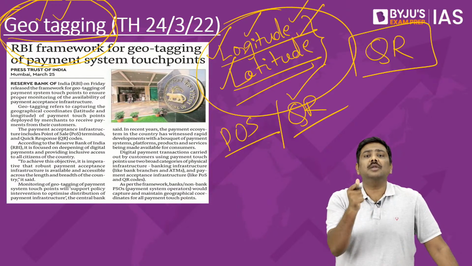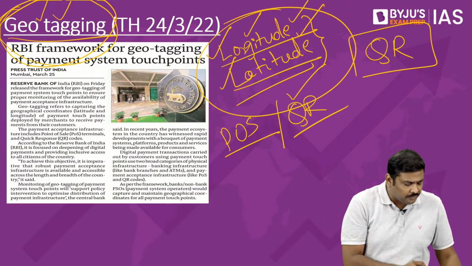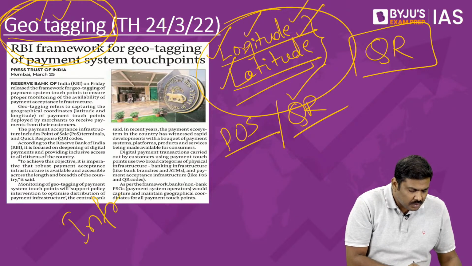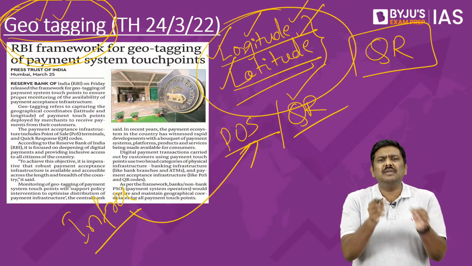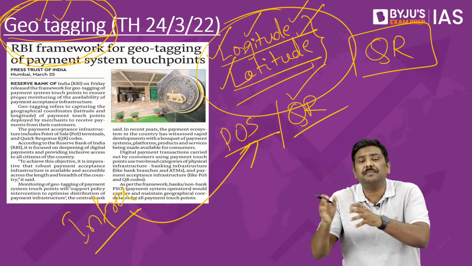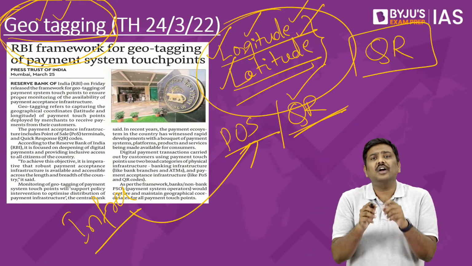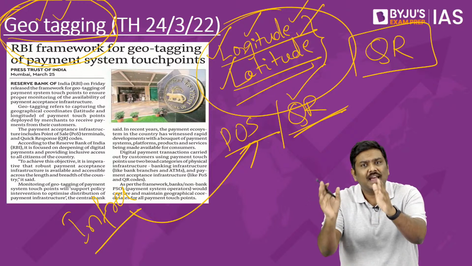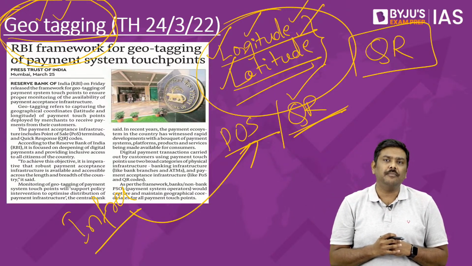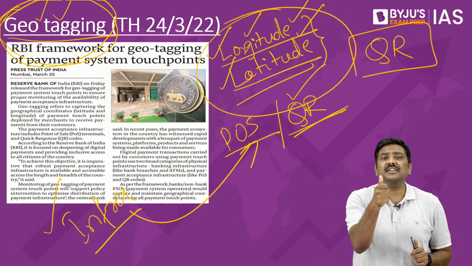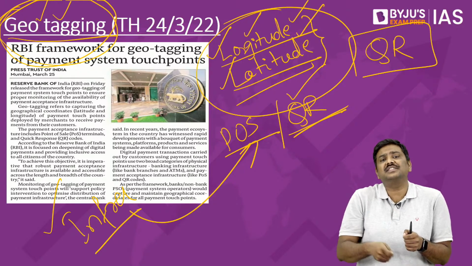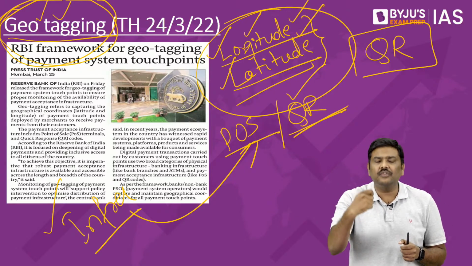First, RBI wants to find out what is the infrastructure density, in the form of how many POS machines are present, and how many types of QR codes have been installed in the rural part of India. So one, they want to find what is the infrastructure density in terms of digital transactions.